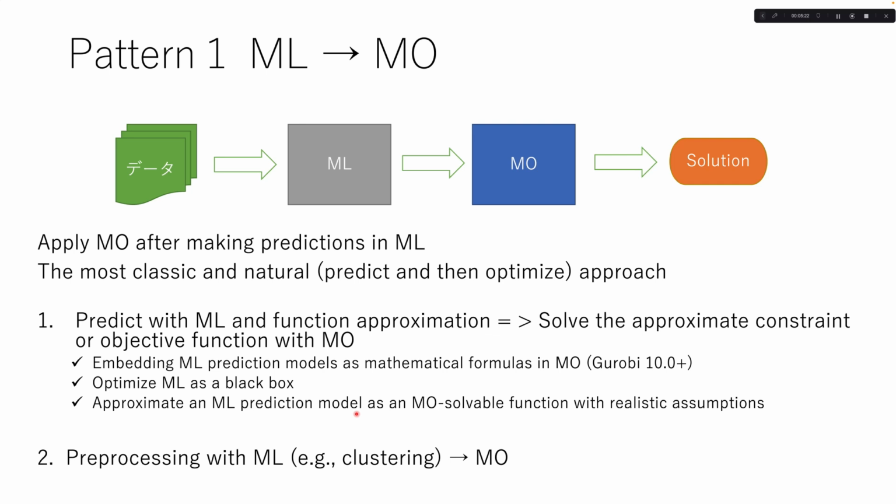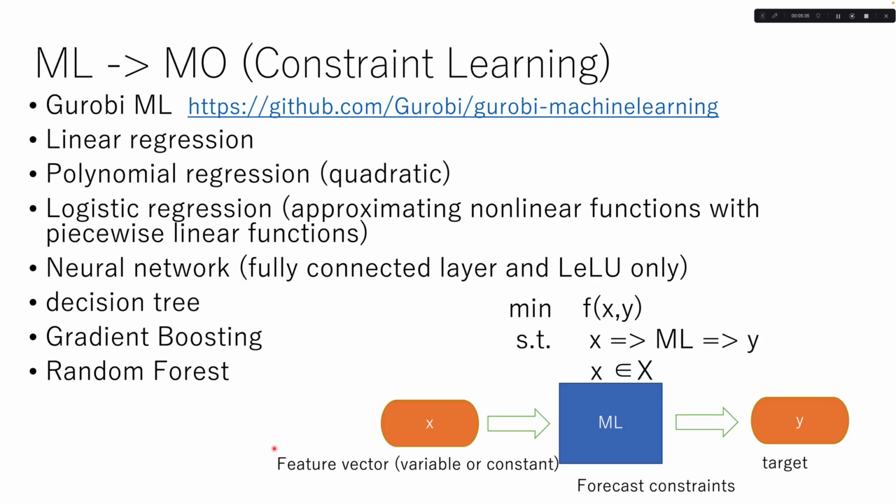The second approach is to perform preprocessing, such as clustering or dimensionality reduction, with ML, before applying MO. I will explain these approaches in detail in the following slides. Limited ML predictive models can be embedded directly into MO as mathematical formulas.